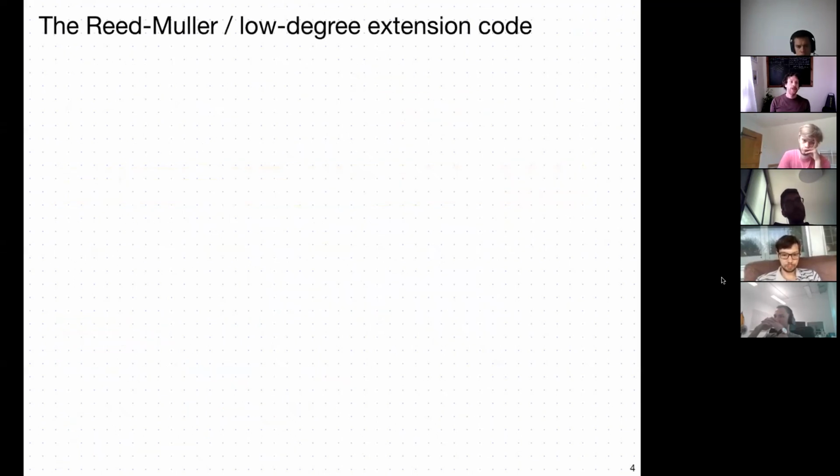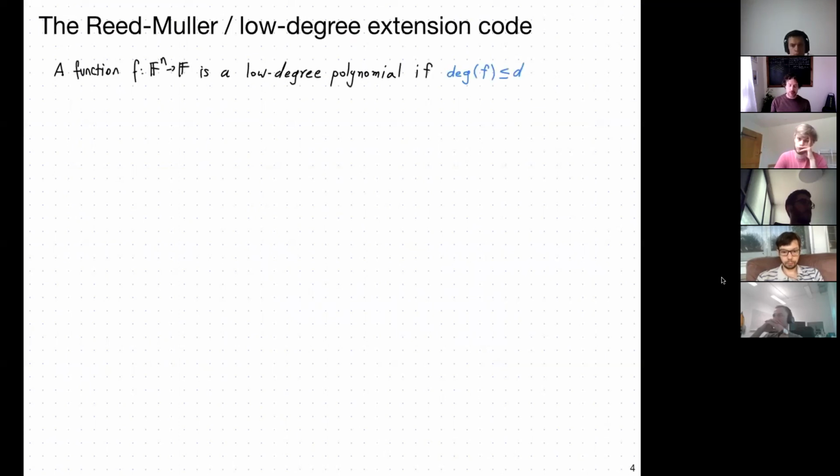Let's start with a quick recall of what the Reed-Muller or the low degree extension code is, and also the perspective that would be convenient for us. We have a function from F^n to F, and we say that this is a low degree polynomial if its total degree is at most d.